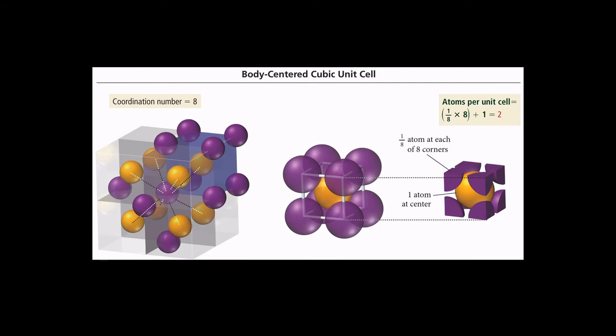A body-centered cubic unit cell is very similar because it still has that eighth of an atom at each corner, but instead of just being empty in the middle, we actually put a different atom right in the middle of the unit cell. And so this actually has 2 atoms in it. Again, 8 corners, 1/8 of an atom at each one of those, and then a whole atom in the center gives us 2 atoms.